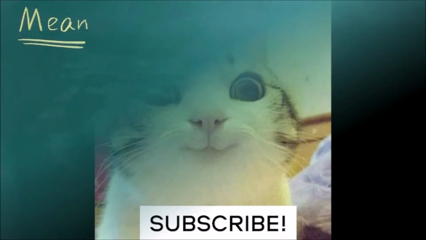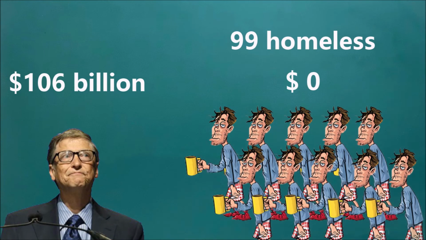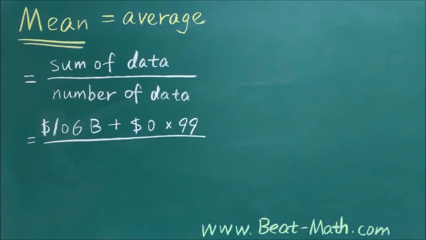Okay, let's start with the mean. What is the mean of this group member's property? You may have never heard of the mean before, but I guess you have heard of the average. That's great. Mean means average, which is the sum of the data values divided by the number of the data values. The sum of the property is 106 billion plus 0 times 99, which equals 106 billion. We have 100 people in this data set, so the mean is 106 billion divided by 100. That is 1.06 billion.